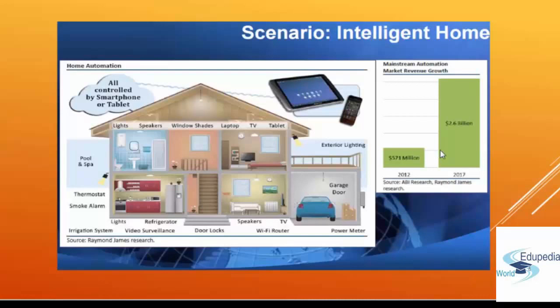Okay, so this is the mainstream automation market revenue growth: 2.6 billion by 2017. Okay, 571 million to 2.6 billion. Now this is something very, very exponential, very, very dramatic. It's a dramatic change, which means that server side scripting and client side scripting has changed a lot over these years. It has become more efficient, more smart, which means it makes it even more important for you to be able to understand how to communicate between client and server.